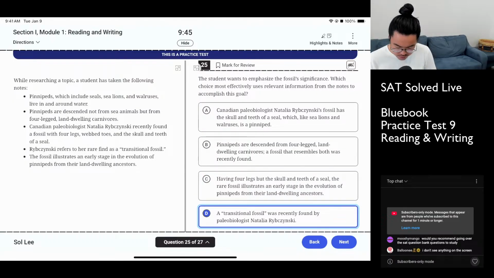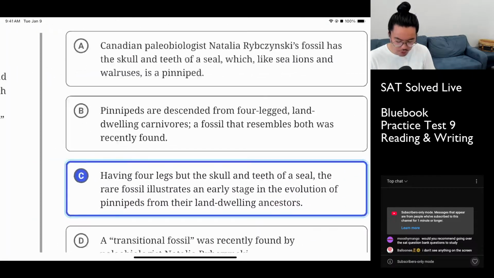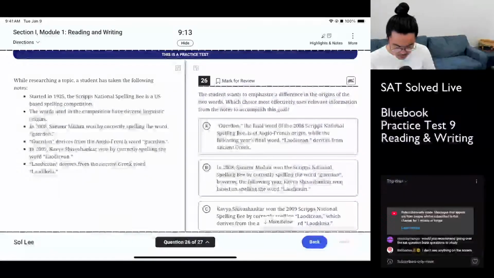Okay, this is not the emphasis of the fossil significance because it just doesn't emphasize why it's significant, but this does. And this is what I was predicting basically. Although it's kind of weird that the answer choice just says the rare fossil, but it refers to something without an antecedent, so that's kind of annoying. But yeah, like the rare fossil found by Natalia R. Right? It should really mention that information, right? Whatever. 26.